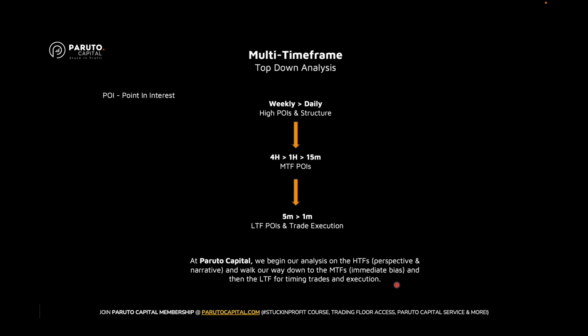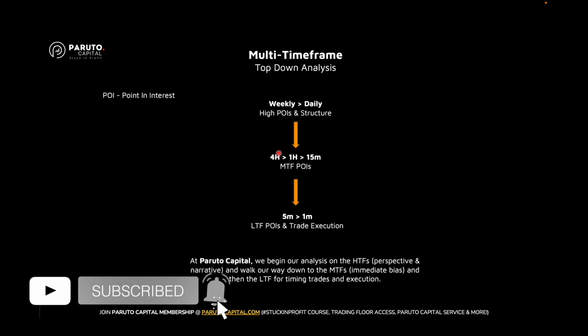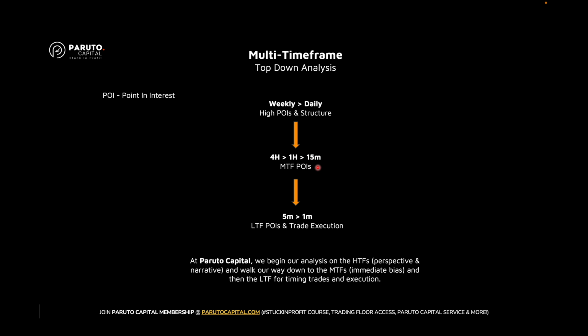Now, multi-time frame analysis simply speaks about a sort of top-down analysis where you start from the higher time frames to develop a bias or a perspective as to where the market, or price action, is going to go. So you start from the higher time frames, the weekly or the daily, and then you go down to the 4 hour, the 1 hour, and the 15 minutes, the medium time frames, to form an intraday perspective as to where price is going to go. And then you go down eventually to the 5 minutes and the 1 minute, the lower time frames, to look for opportunities to execute your trade.